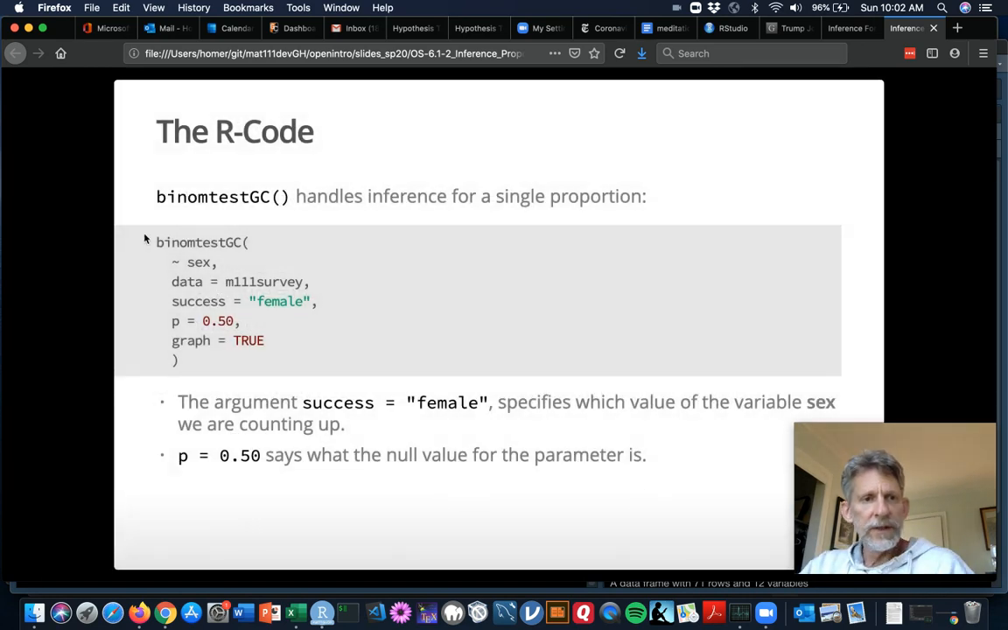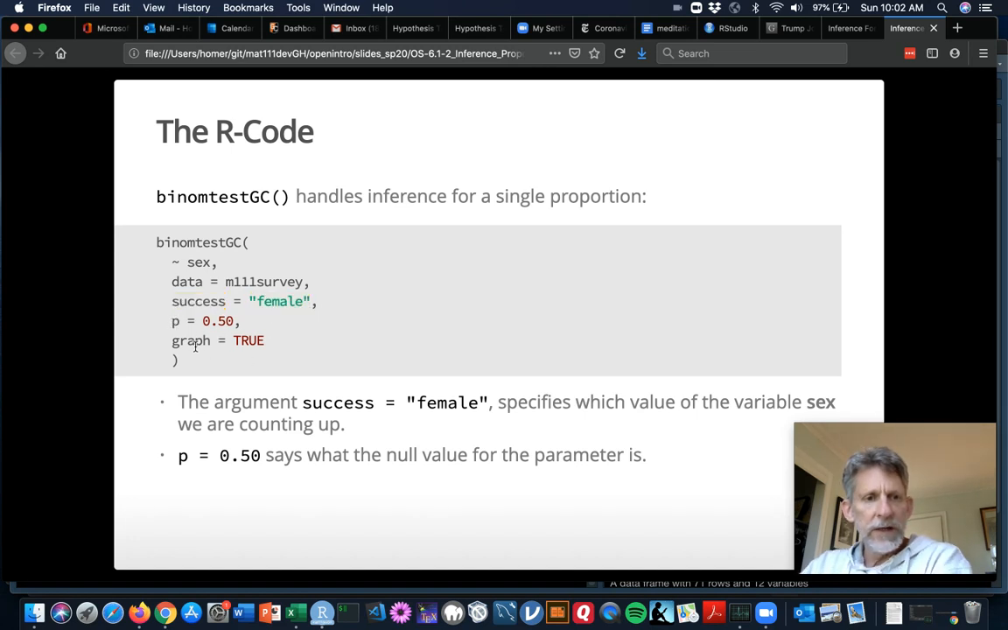So this is implemented in a function called binomtestGC in the tigerstats package. What you do is you just name the variable that you want to study after the tilde. You name the data set that it comes from. You do need to say which of the two values in your sex variable you're actually counting up, what counts as a success. So you do that with this parameter success. You just say the value in quotes.